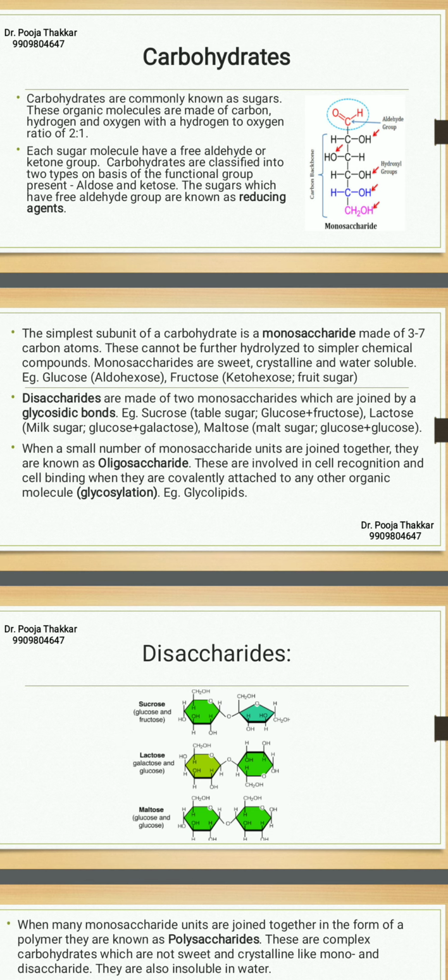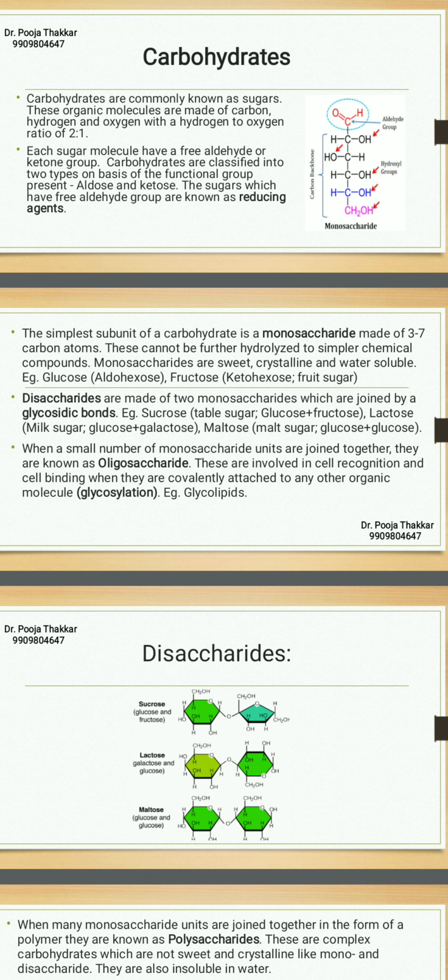Now we need to understand the properties of these monosaccharides. How will you identify whether it is a monosaccharide or something else? Monosaccharides are sweet, crystalline, and water soluble. The best example is glucose, as we discussed, which is an aldohexose. The second example is fructose, which is a ketohexose, mainly present in fruits, so it is also called fruit sugar. These two, glucose and fructose, are the best examples of monosaccharides.